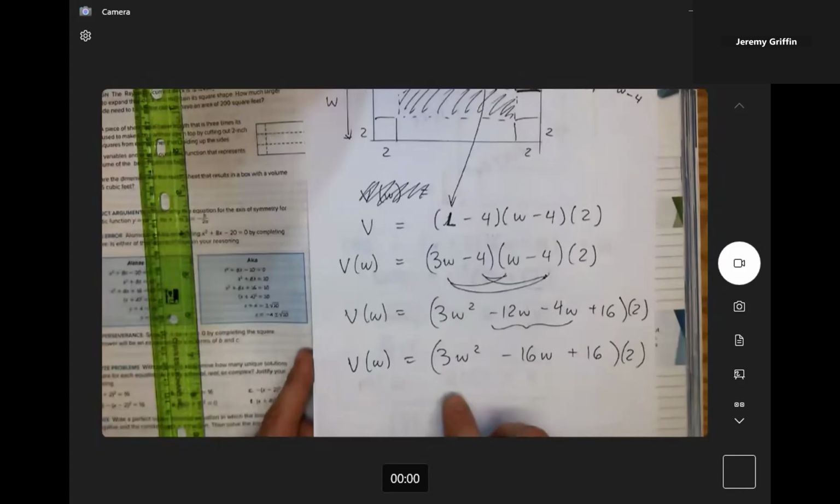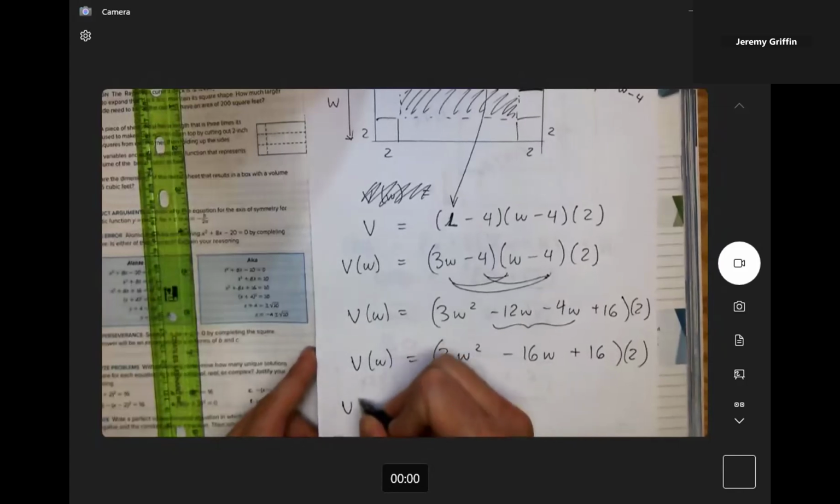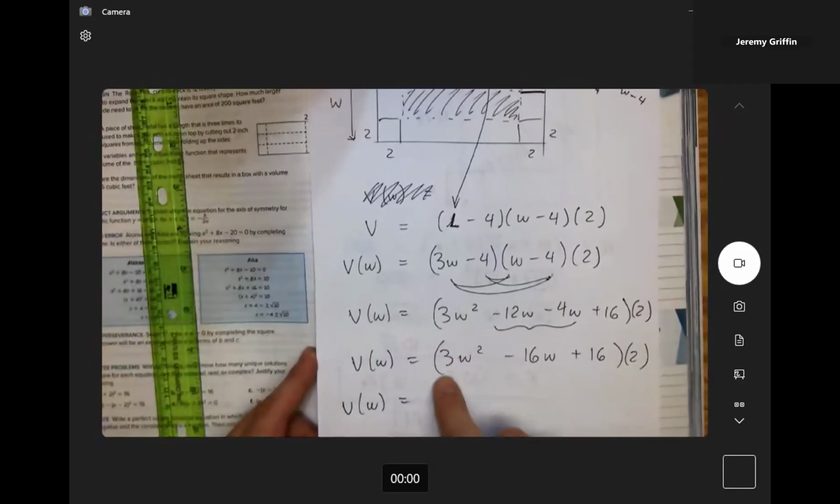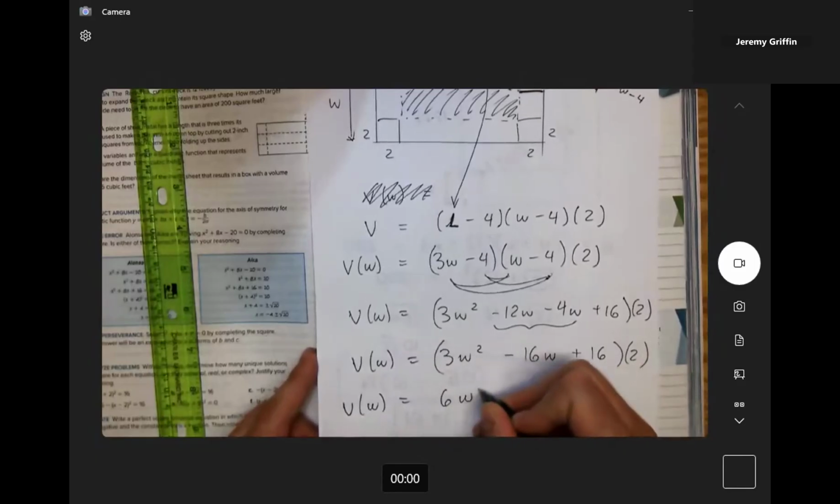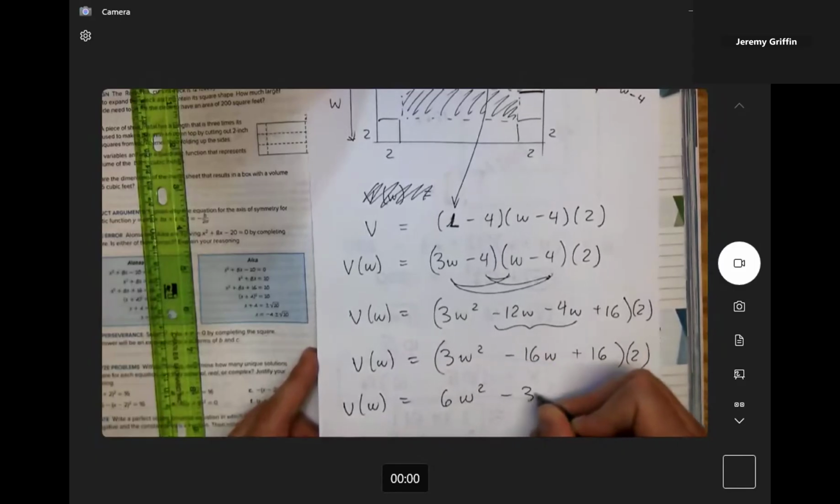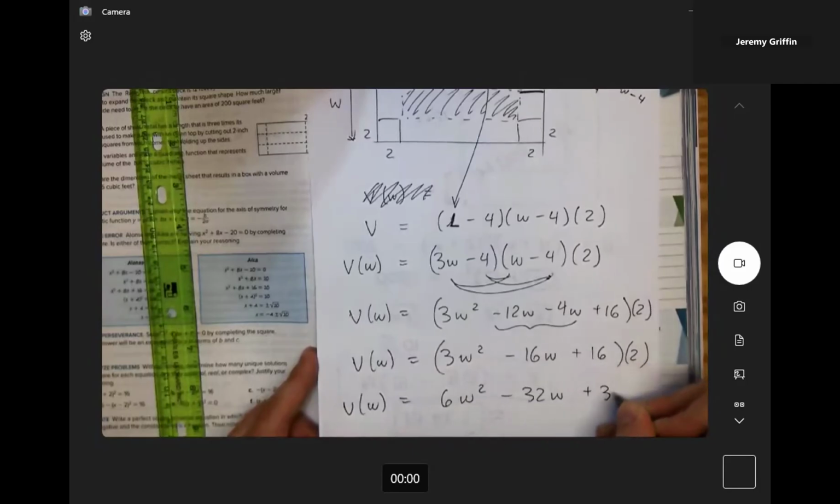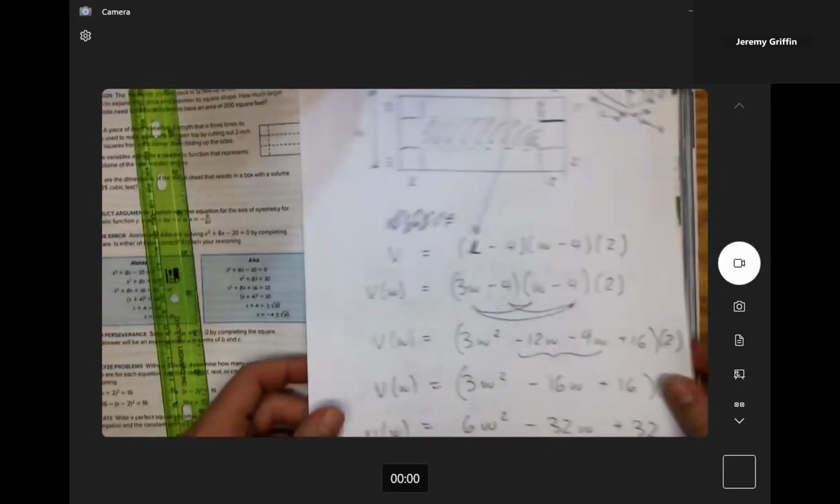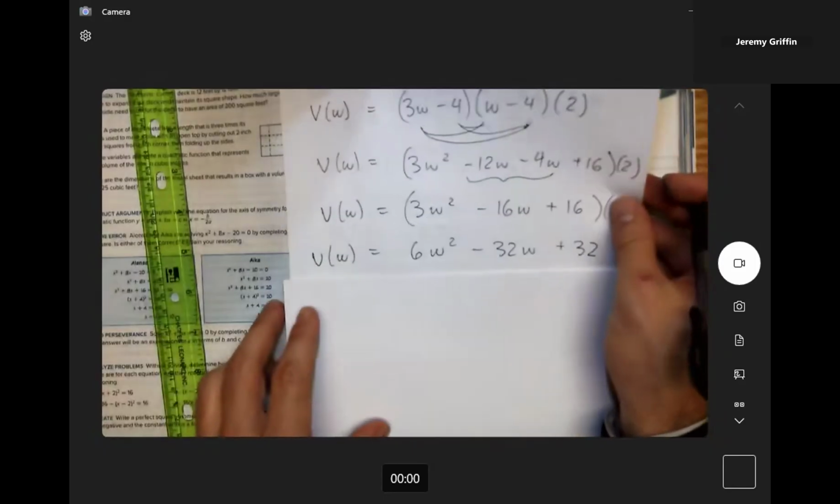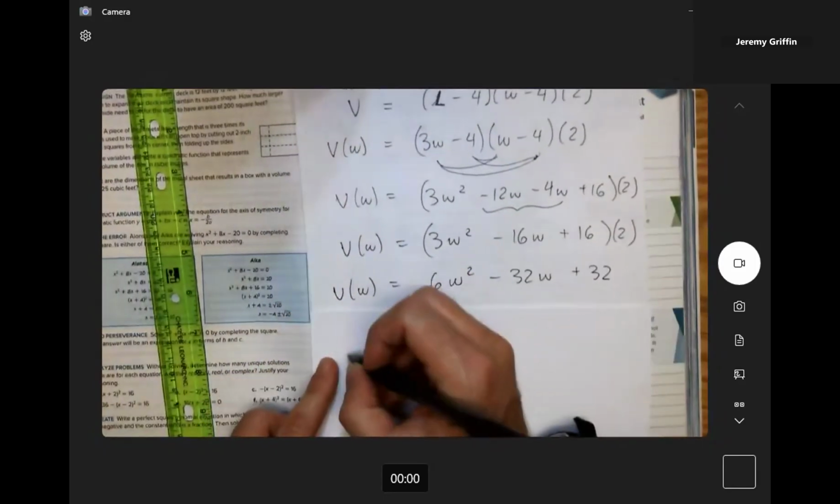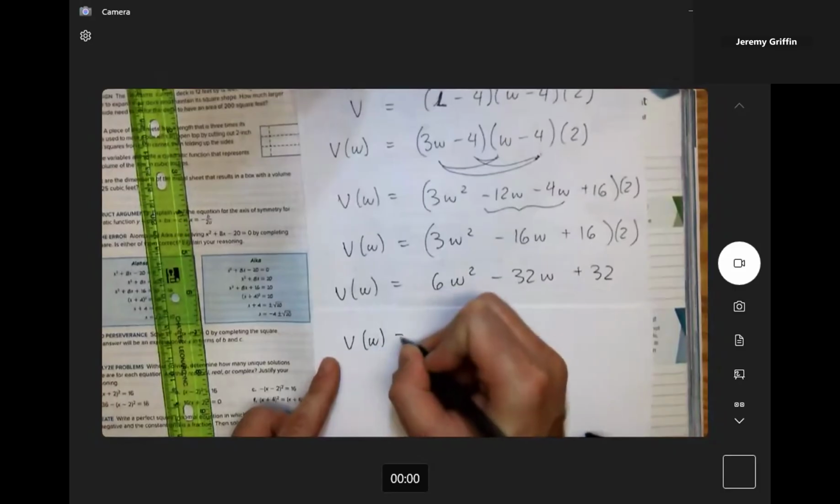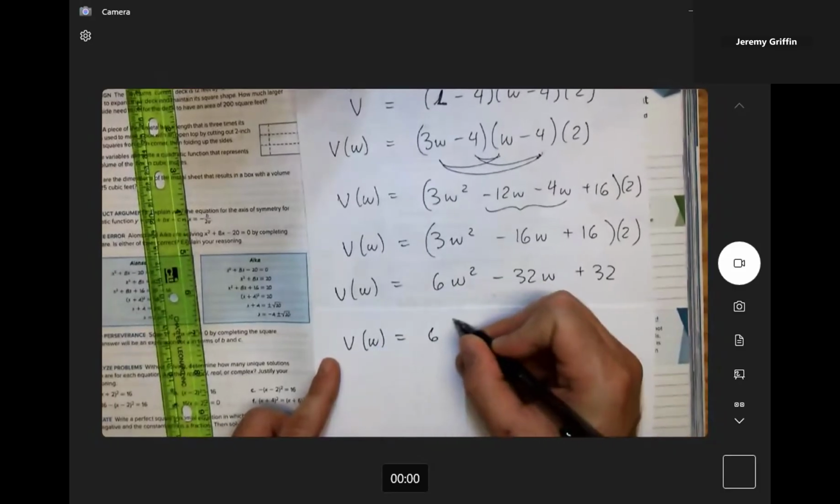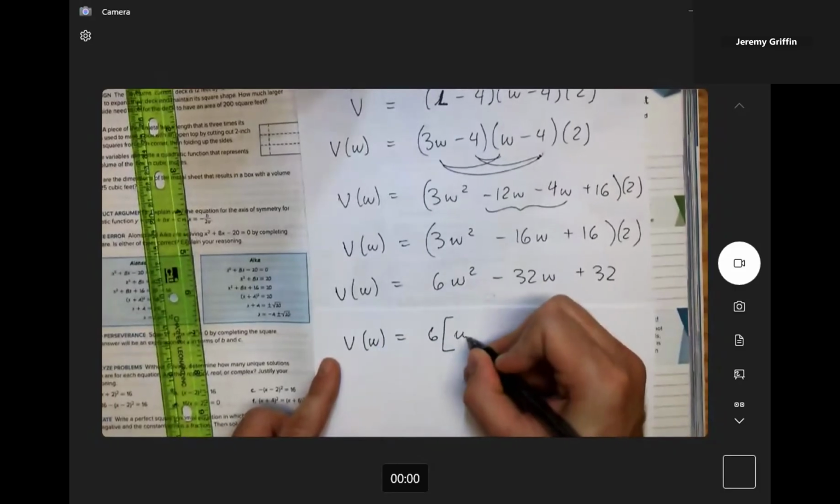All right. So I'm going to go ahead and pull a 3 out of this. So volume as a function of width equals, actually, let me just instead distribute the 2 first. Right, 6W squared minus 32W plus 32. Okay, so I think that was something. We'll pick it up from there. Okay. All right, I'll go ahead and pull a 6 out of this whole thing. Volume as a function of width equals 6. And then I got a W squared.